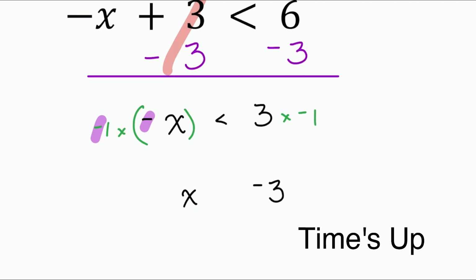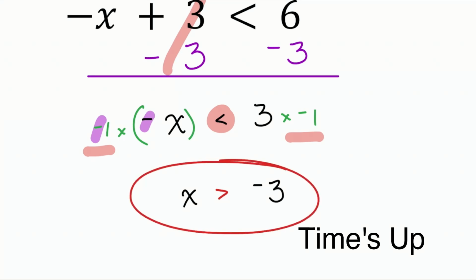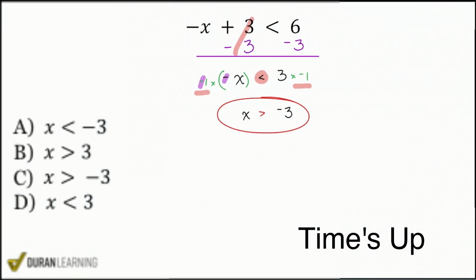Now, my party people, what should I do with that symbol? Yes, we have to flip it. Because notice we multiply both sides by negative 1. And so because we multiplied by a negative on both sides, we will change it from less than to greater than, and there is our answer. X is greater than negative 3. So there, with that said, the correct answer here is C. And there we go.